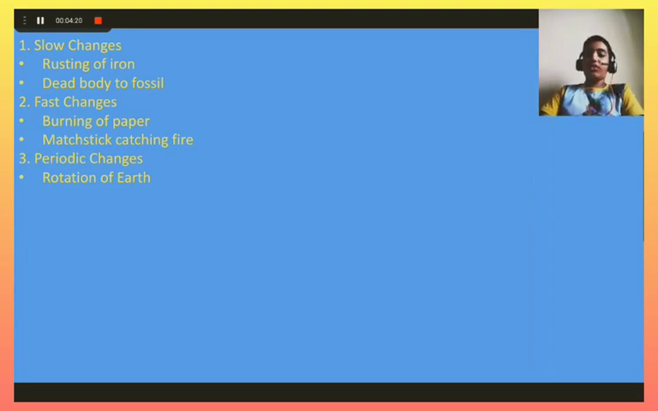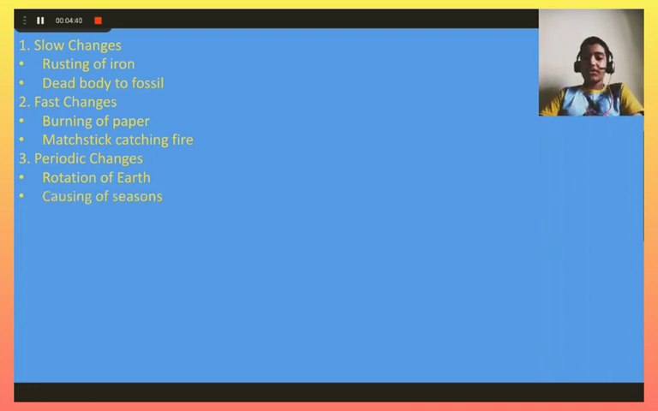It is not 24 hours today, 23 hours the next day, and 23 and a half hours the day after. It is always fixed. At a fixed time we are getting night, and at the same time we are getting night the next day. So that's why it is a periodic change.